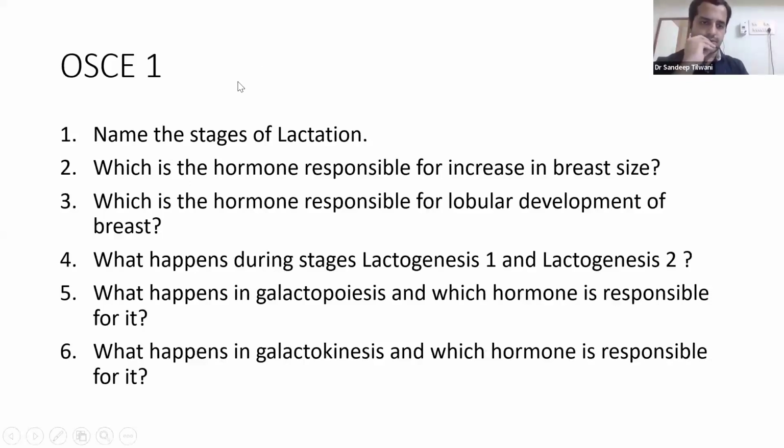So first is, what are the stages of lactation? Second, which is the hormone responsible for increase in the breast size? Third, which is the hormone responsible for lobular development of the breast? Fourth, what happens during the stages of lactogenesis 1 and 2? Next is, what happens in galactopoiesis, and lastly, what happens in galactokinesis?